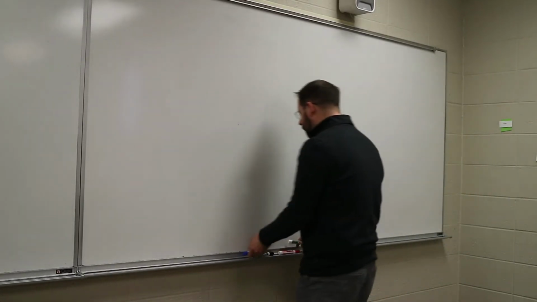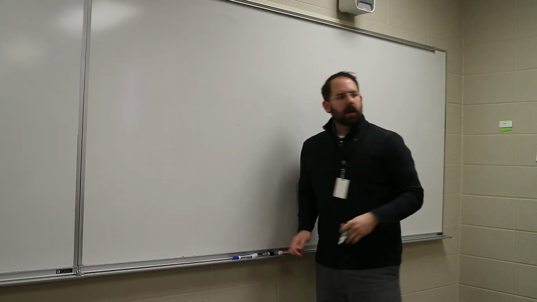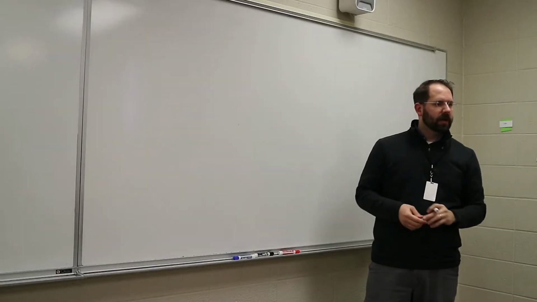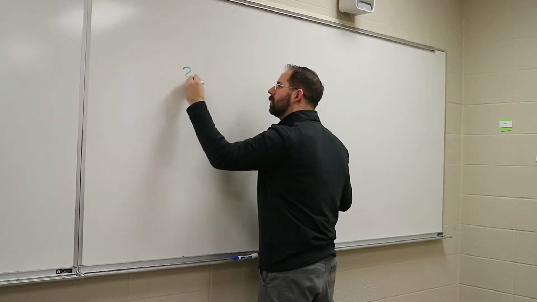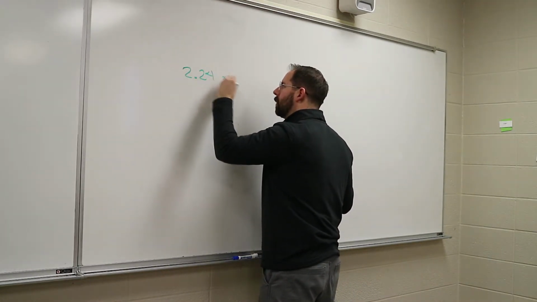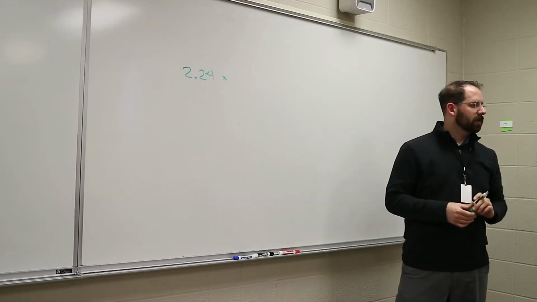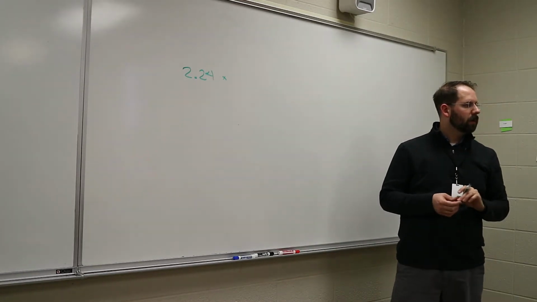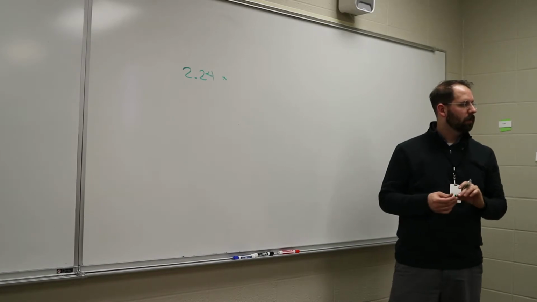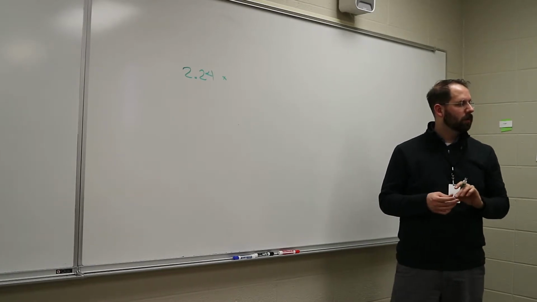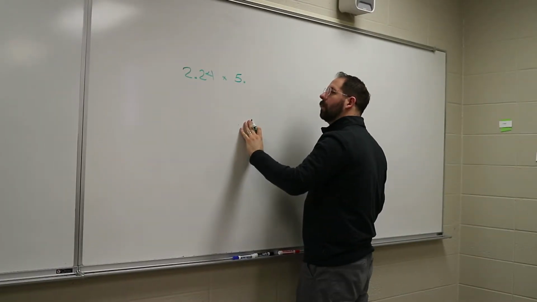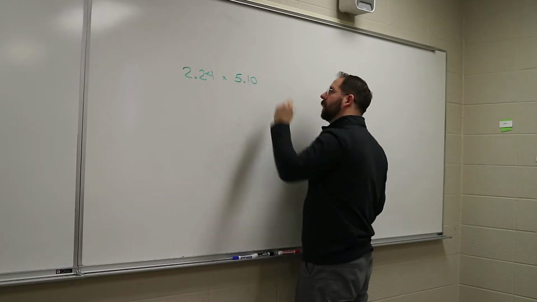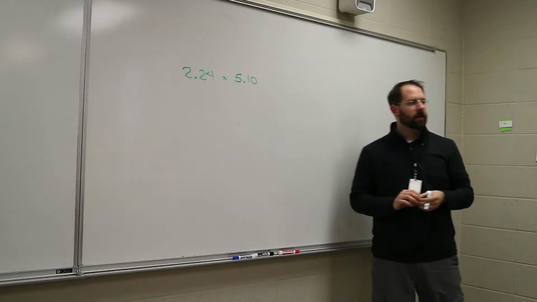So let's do one where we have lattice. Make up a number. Small, less than 3 decimals. 2.24. Okay. Good. We're going to multiply by. Now, Sam, anything less than 3 decimal places. Small numbers, so I'm going to go 5.10. Okay. All right.